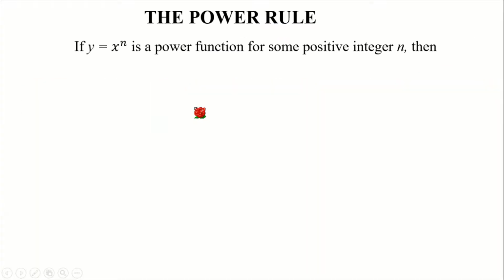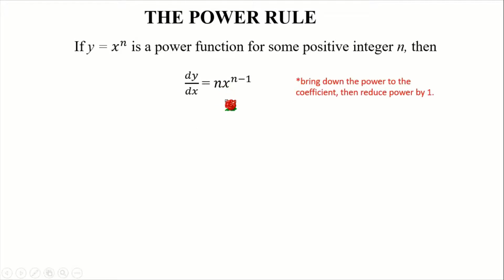Okay? So, power rule, if y is equal to x raised to n is the power function for some positive integer n, then dy dx is equal to nx raised to n minus 1. So, n here, this is the power. So, ibig sabihin lang nun, dito sa power rule, para makuha natin yung derivatives, all we have to do is to bring down the power or exponent to the coefficient, then reduce power by 1.